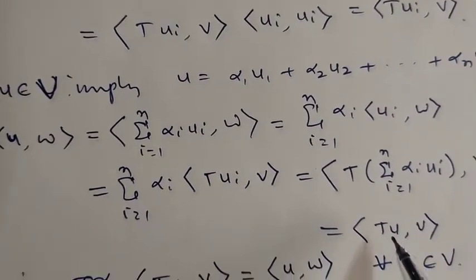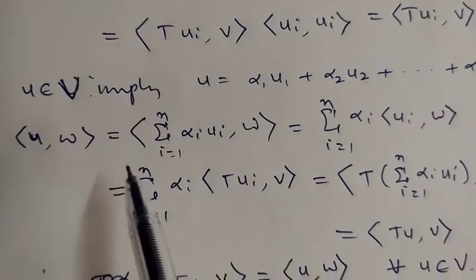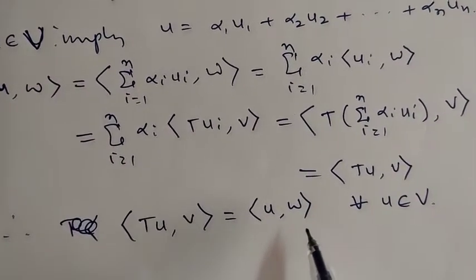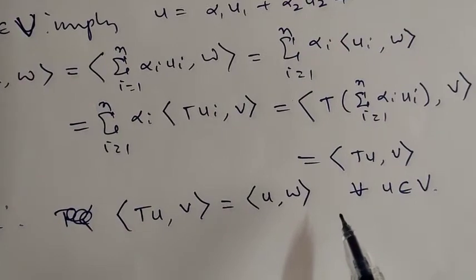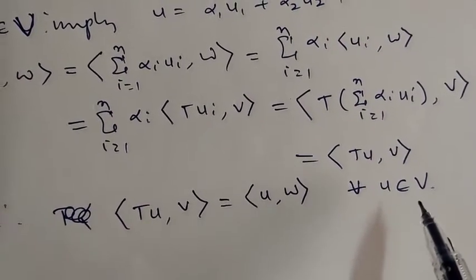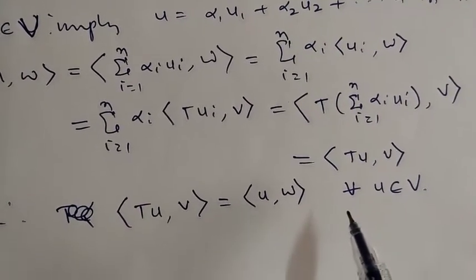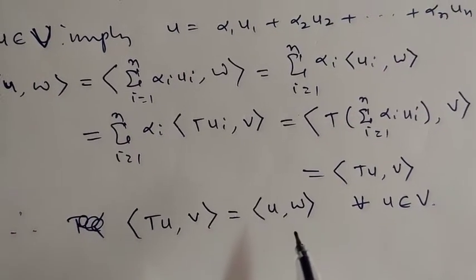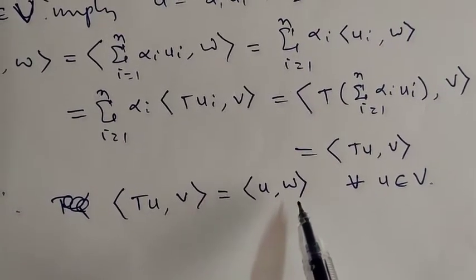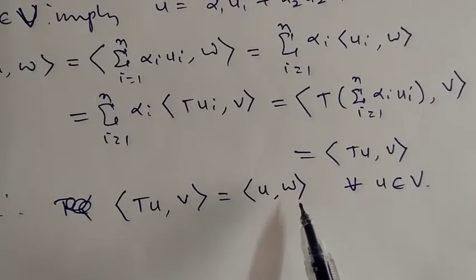Thus T of (u, v) is equal to (u, w), which is the required thing, for every u belongs to V. Thus we have proved the required thing. Now we need to show the existence of w is unique. This element w is a unique element of V.